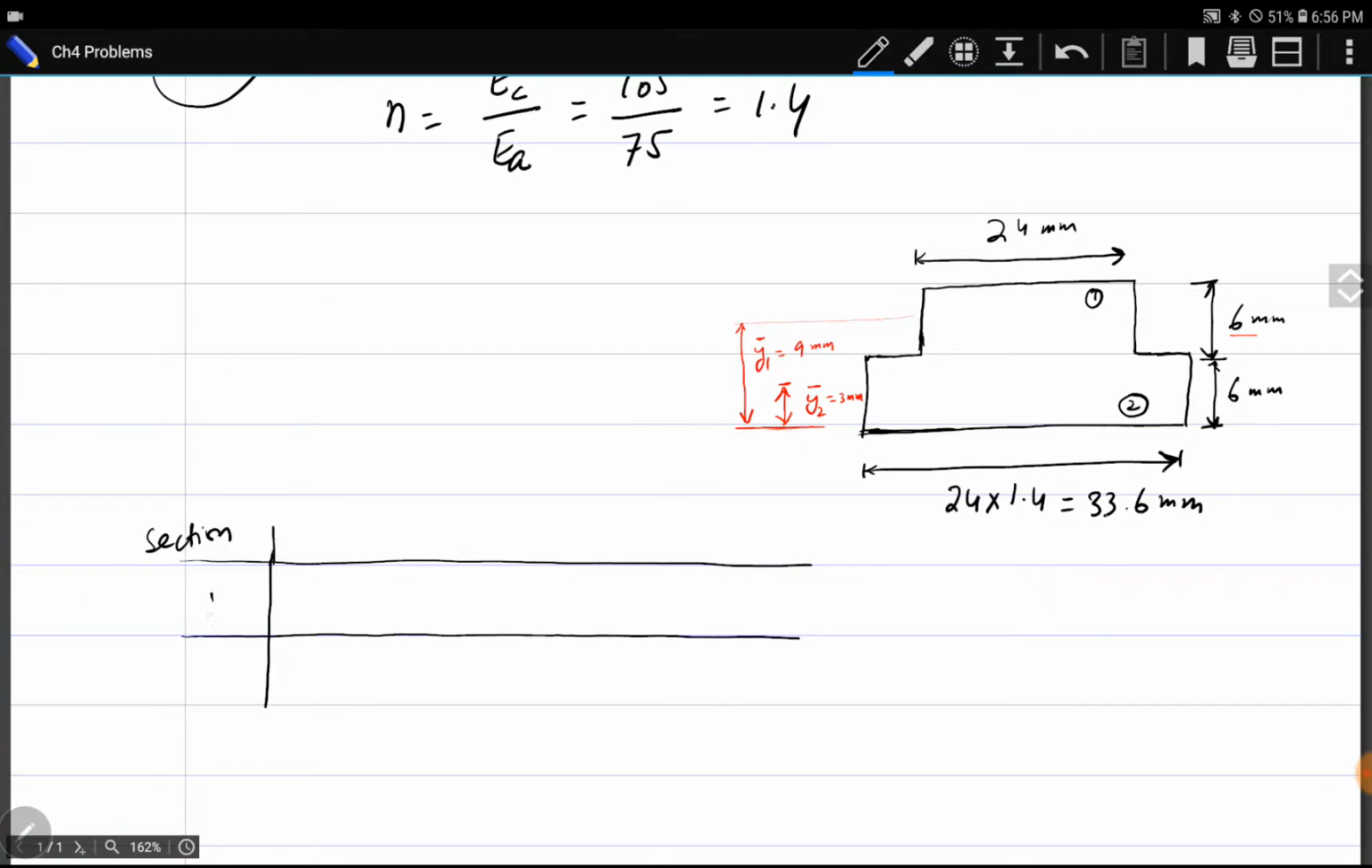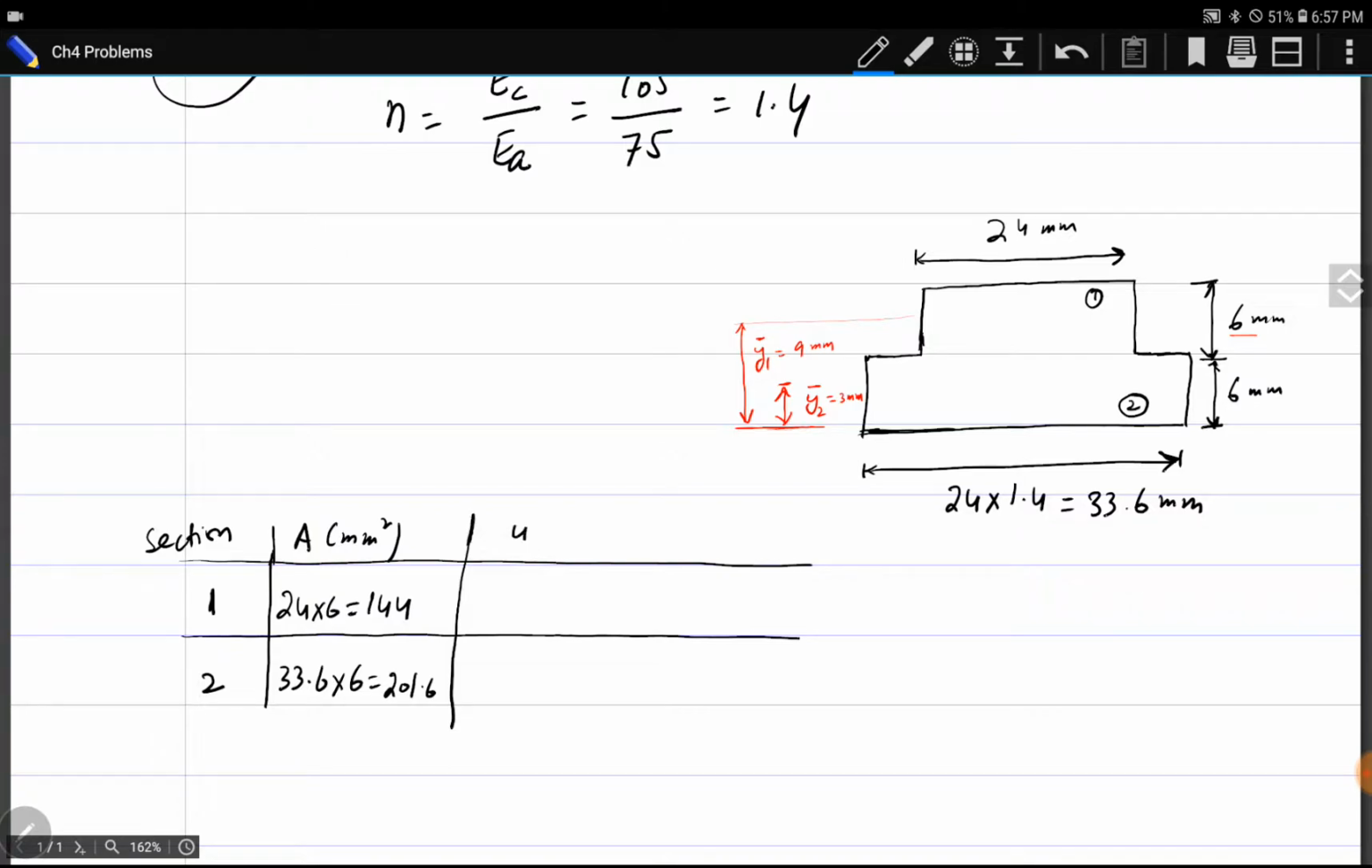Section 1 and section 2. Area of section 1 in millimeter squares is 24 into 6, which becomes 144 millimeter squares, and area of section 2 is 33.6 into 6, which becomes 201.6.